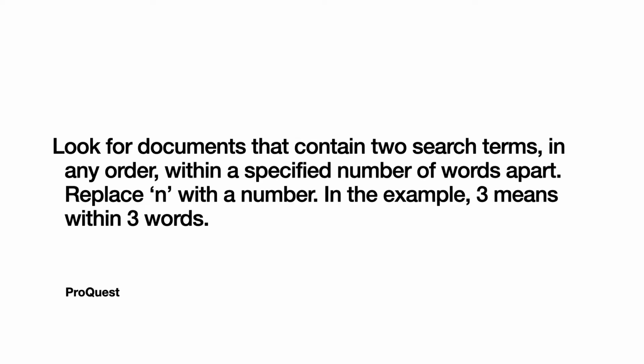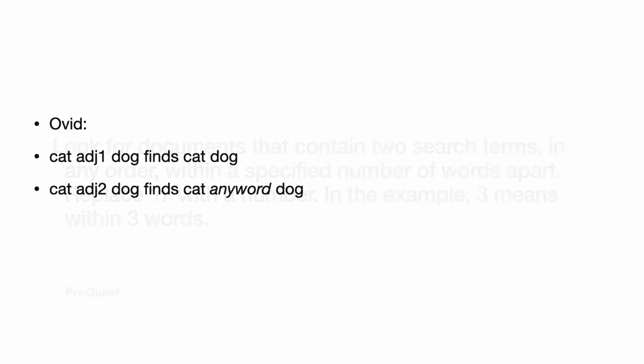The n backslash syntax will find the 2 terms in any order within a specified number of words apart. The number 3 means 3 words. Okay, I think we know what's being meant here. I've a slightly easier formulation of this, which maybe we'll try thinking of it this way.